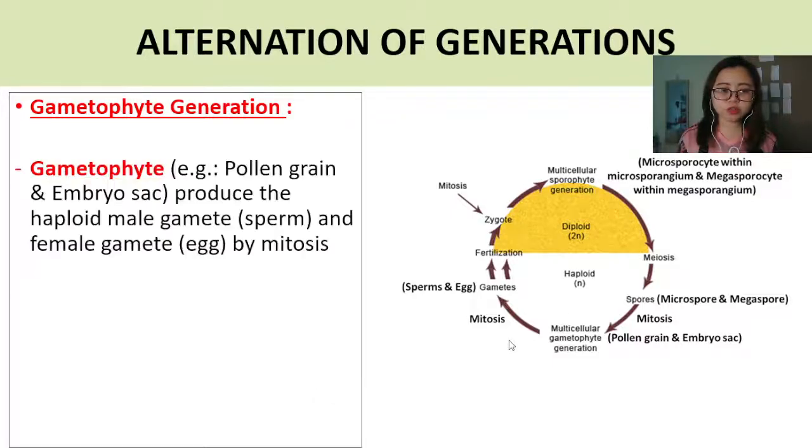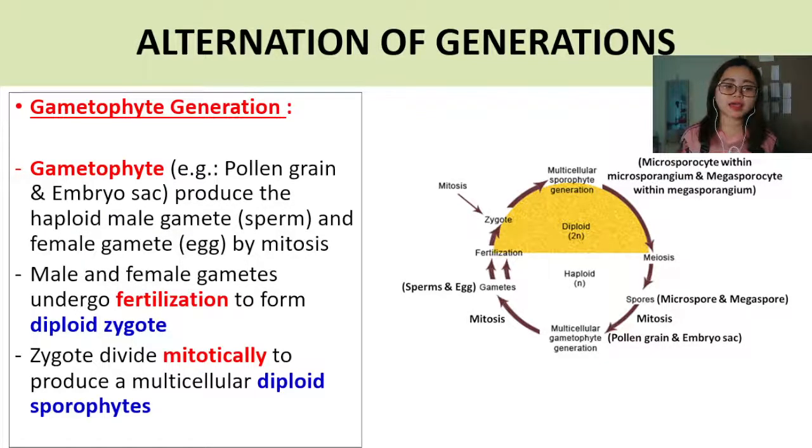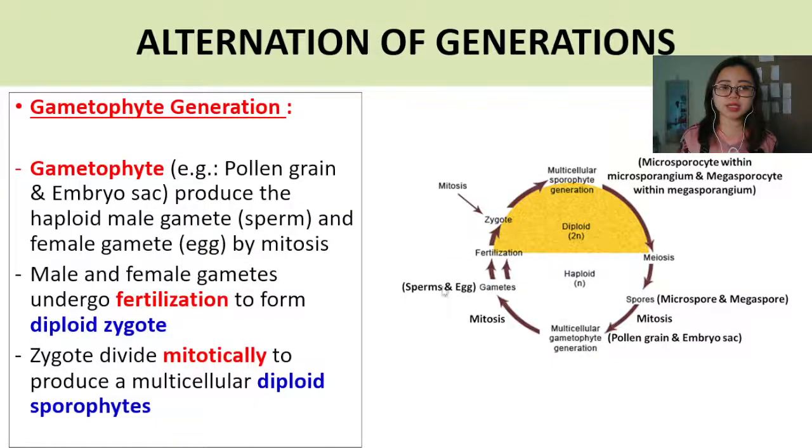Whereas in the gametophyte generation, okay, the gametophyte, for example, pollen grain and embryo sac, will produce the haploid male gamete, which is sperm, and the female gamete, which is egg, by mitosis. The male and female gametes will undergo fertilization to form diploid zygote, and the zygote will divide mitotically to produce a multicellular diploid sporophytes. Okay, so this is basically explaining how this diagram looks. Okay, it's just talking about how it goes from this stage to another stage to another stage. Dia macam ikut setiap step dalam diagram ini.